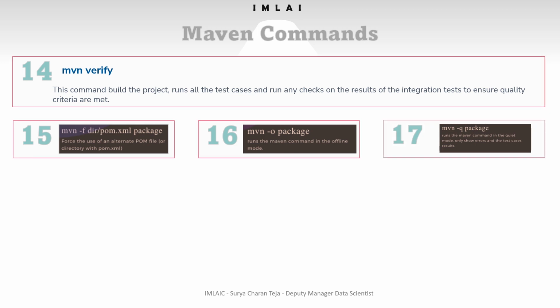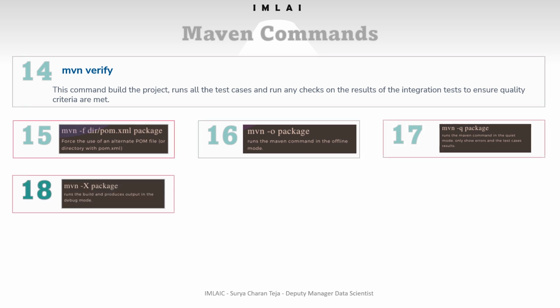Then we have mvn -X package. This prints the Maven version and runs the build in debug mode. It's the opposite of quiet mode, and you will see a lot of debug messages in the console.